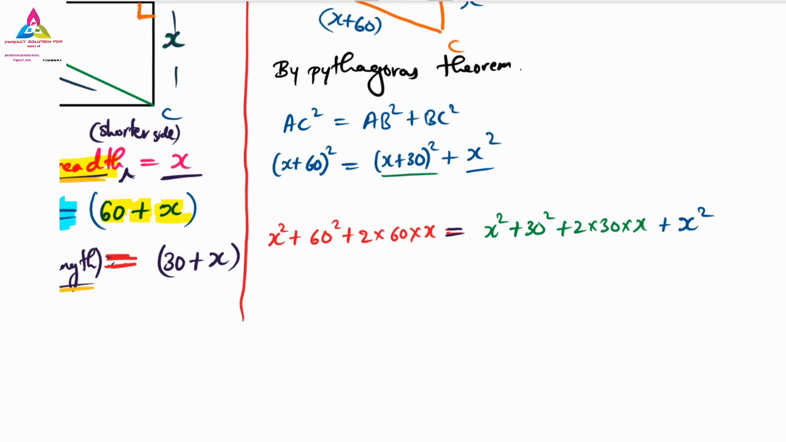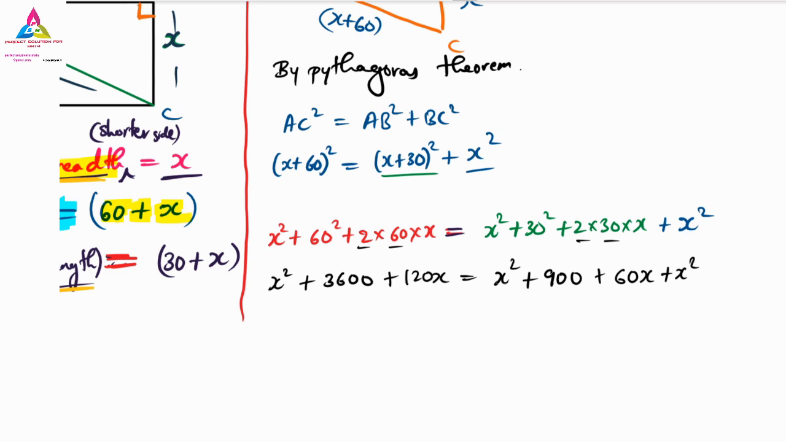So here the continuation is again simple one. So x square we have here, we'll write the x square as it is. 60 square is nothing but how much? 3600. So plus 2 into 60 is 120x. Here x square we have here, 30 square is nothing but 900. 3 square is 9 and 2 zeros, plus 2 3s are 6, so 60x. So here I have x square again.